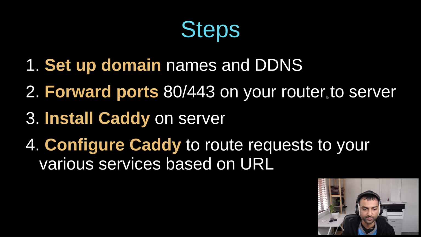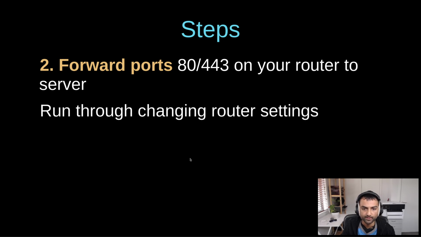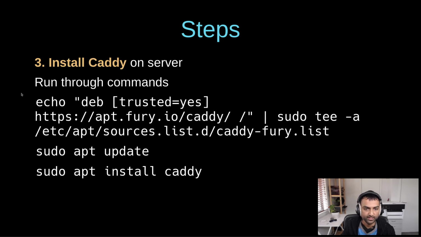And then we're going to look at installing Caddy on your server. It's fairly straightforward, and then configuring it. So once you've done the first two steps, you can look at installing Caddy by running these few commands. This is specifically for Ubuntu server. That's what I use. Basically, you just add the repository to your sources, do an update of apt, and then do the install.